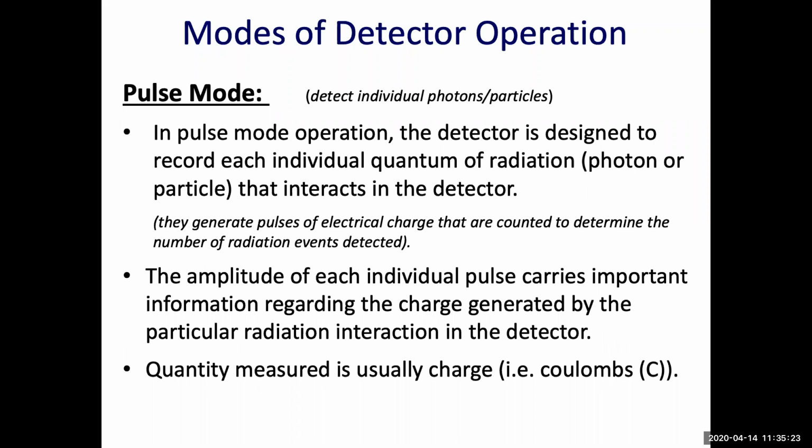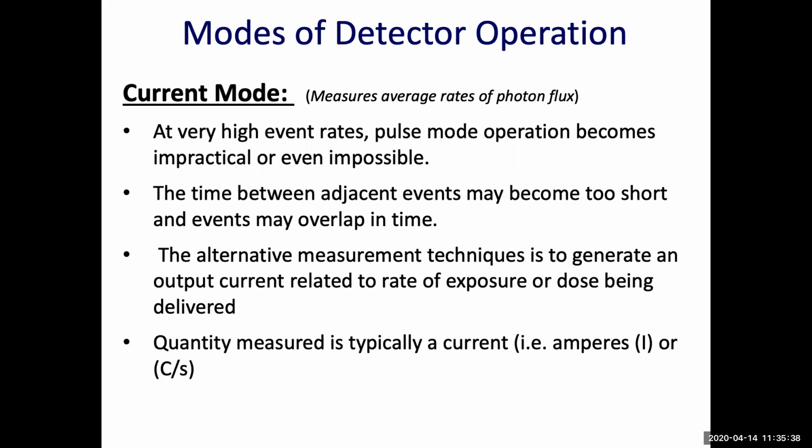The quantity measured is usually charge, because we are detecting here charges or pulses. So the unit here is the coulomb, which is the unit of charge, okay? So this is the first mode of detector operation, pulse mode, detecting individual pulses.